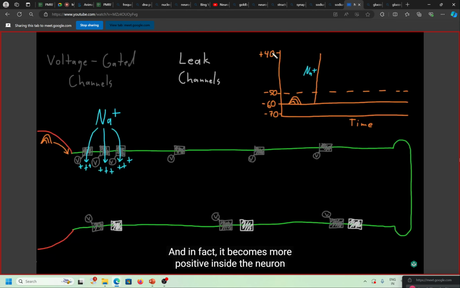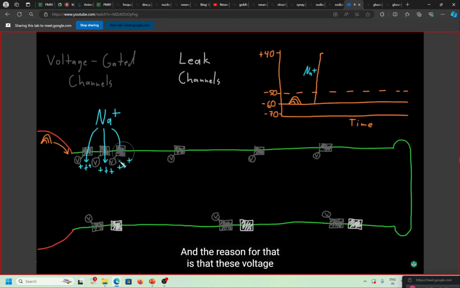And in fact, it becomes more positive inside the neuron membrane during this period. That's the reverse of the resting potential, because normally it's more negative inside than outside the neuron membrane. But now so much sodium has entered that it's more positive inside the membrane than outside. The action potential usually peaks, though, somewhere around positive 40 millivolts. So it doesn't make it up to the sodium equilibrium potential that's often around positive 50 millivolts.